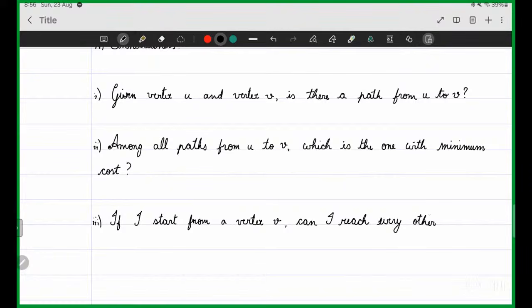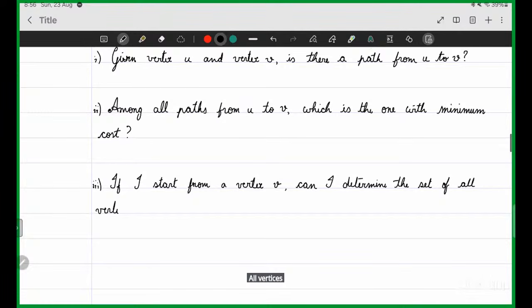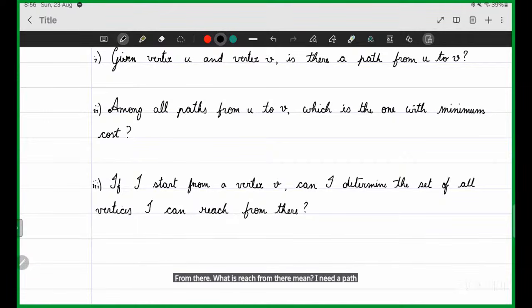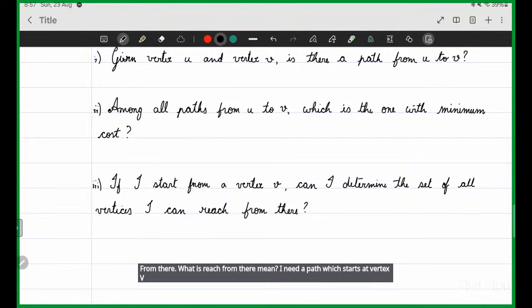Or can I determine the set of all vertices I can reach from there? What does reach from there mean? I need a path which starts at vertex v and ends at whatever vertex of interest.